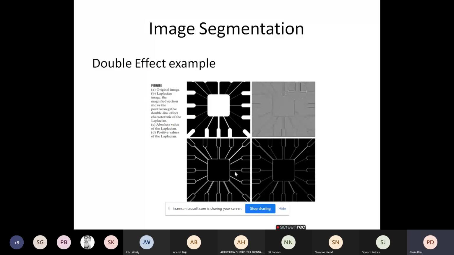So one new term has come here, that is the double line effect. How many of you have referred to today's notes which I have posted, wherein I have discussed this double line effect? As I said, the Laplacian second derivative can be used for line detection, but we are targeting some sudden changes or thin lines.